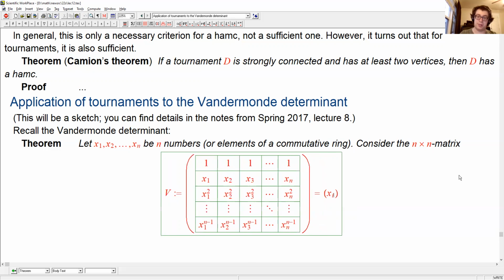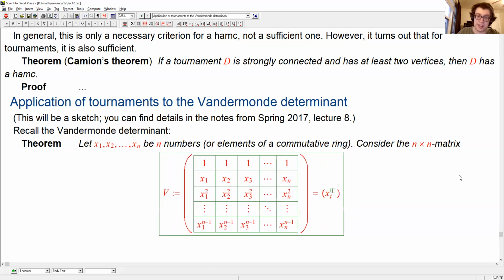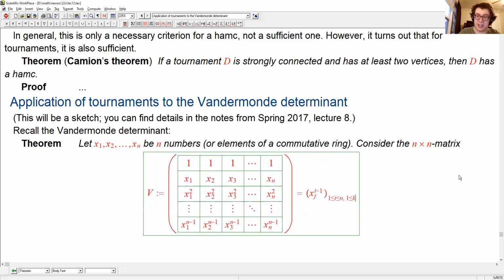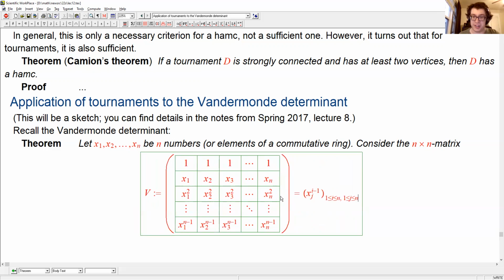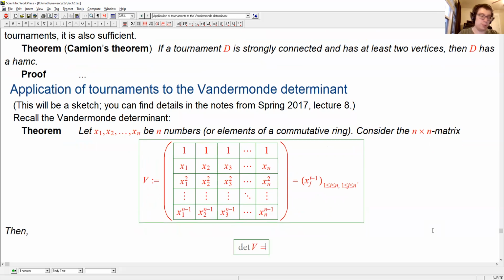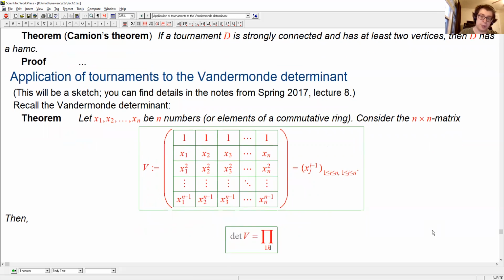Formally speaking, you can also rewrite this as this here. The entry in row i and column j is xj to the i minus 1. This is called the Vandermonde matrix. And its determinant, the claim is that this is the product of xi minus xj over all i less than j.